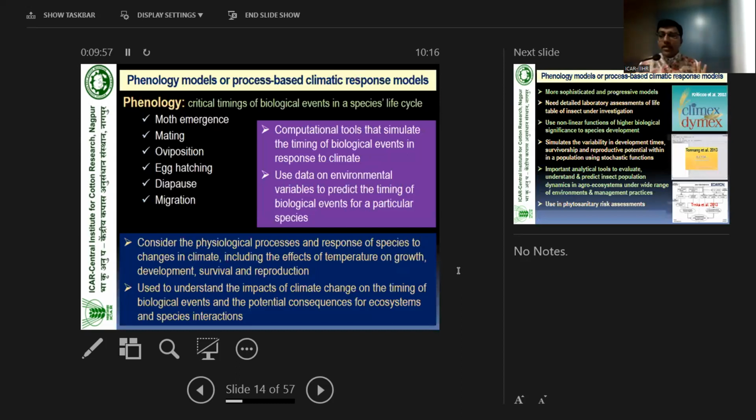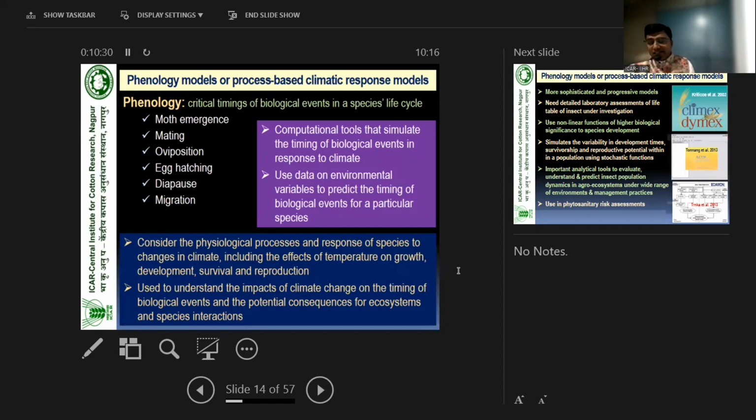Now I will take more time here, because that was just an overview. I cannot start directly from here unless you are geared up with some background on phenology models, or process-based models, or climate response models. First of all, we should know what phenology is. Phenology is common to all, not only insects. In any living organism, phenology is there. What is phenology? It is the critical timing of events in a species' life cycle.